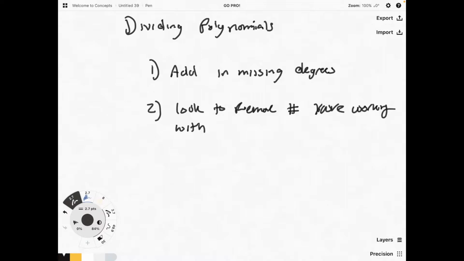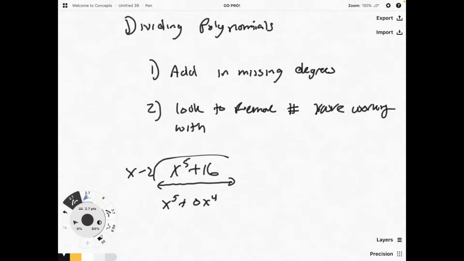What this means, if you have, for example, x to the 5th minus 16, and you're dividing by x plus 2, for example, x to the 5th plus 16, and then divide it by x minus 2, for example. What you want to do is you want to make sure that you write out all of the missing degrees here. So we're going to write out x to the 4th, x to the 3rd, all the way down until we get to 16. And that's going to be x to the 5th plus 0 x to the 4th plus 0 x to the 3rd. And we're going to continue that till we get plus 16.